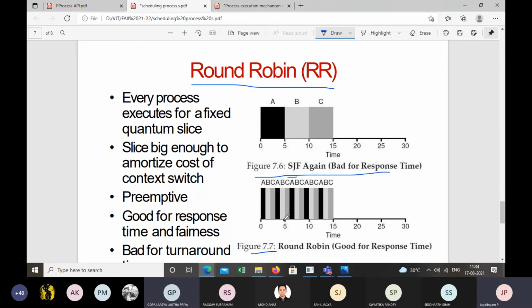Now round robin. Yeah, we have a policy like round robin. What we do here is put the list of processes in a queue. Let's say that you have process P1.